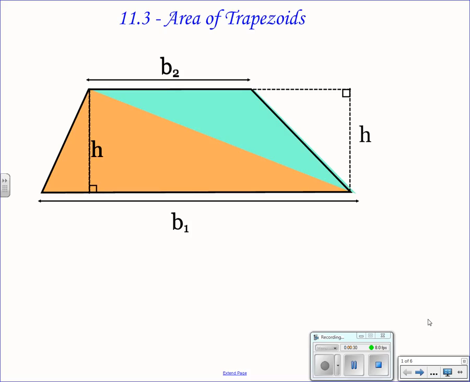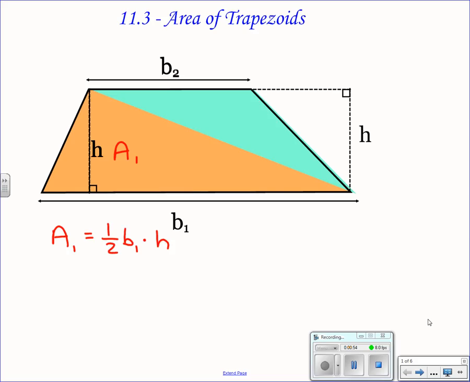We can have the orange triangle and the bluish kind of turquoise triangle. So the first one, the orange one, I'm going to call that region area 1. Well, that one's easy to see. Area of a triangle is 1/2 base 1 times the height.